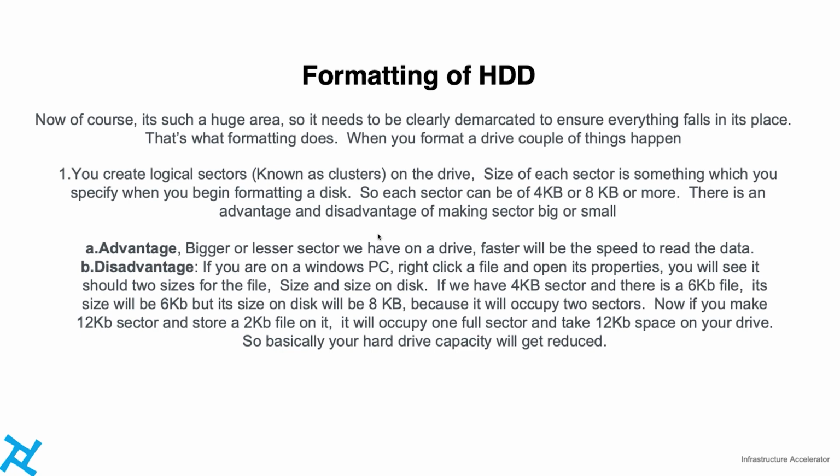If we have 4 KB sectors and there is a 6 KB file, its size will be 6 KB, but the size on the disk will be 8 KB because it occupied 2 sectors to store the file, and it's not going to share its sector with another file. So the 2 KB gets wasted. Now if you make a 12 KB sector and store a 2 KB file on it, it will occupy one full sector for one file. So it will take away 12 KB of space on your drive. Basically, your hard drive capacity will get reduced.